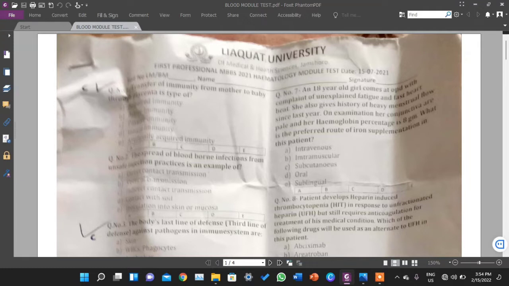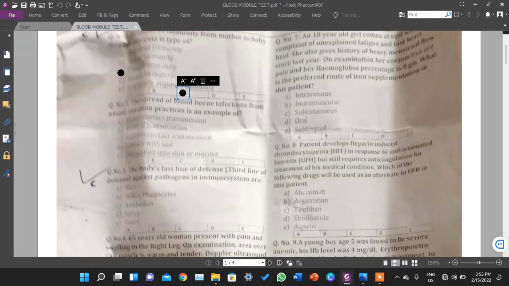So transfer of antibodies from mother to baby through the placenta, or through mother's milk, is a type of passive immunity, or we can specify it as passive natural immunity. So the option is going to be C. Now let's move toward number 2.